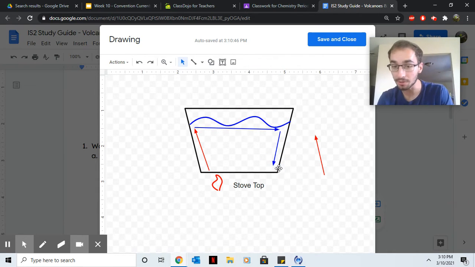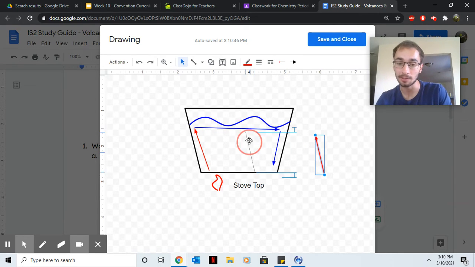And then now this cold water, it's back to the bottom of the burner again. So you can use this last hot arrow to connect them all. Because all the cold water that's sinking is going to get hot again.